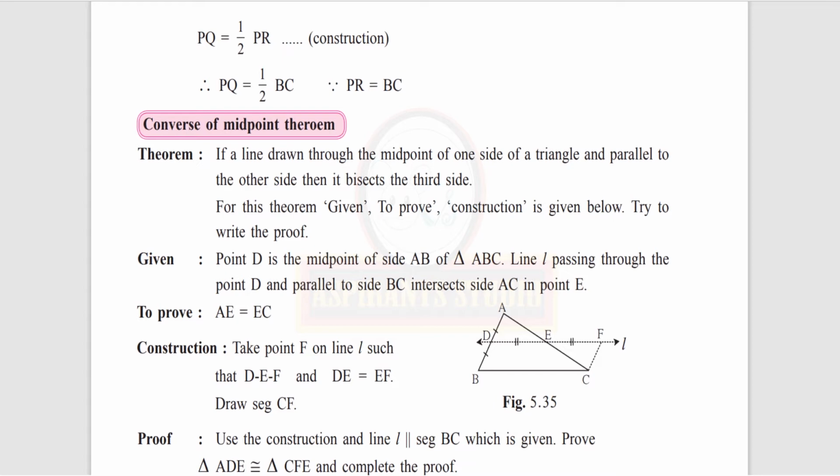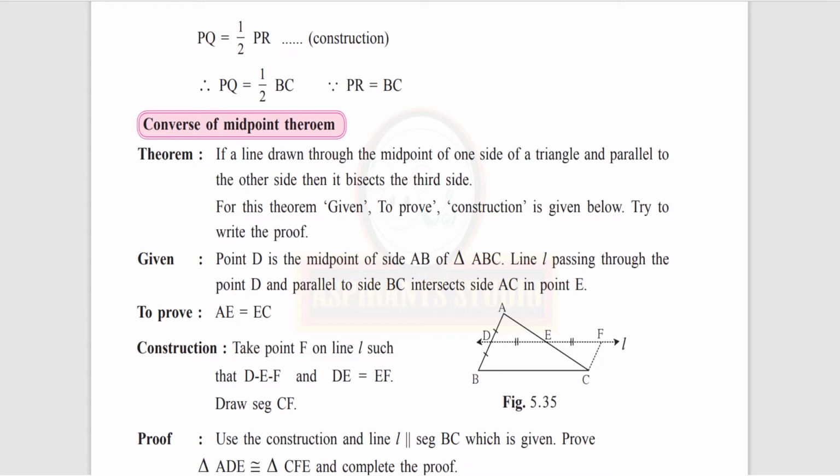Now coming to the converse of midpoint theorem. If a line is drawn through the midpoint of one side of a triangle and parallel to another side, then it bisects the third side. For this theorem, the given, to prove and construction are given below; you have to try to write the proof. Given point D is the midpoint of side AB of triangle ABC. Line L passing through the point D and parallel to side BC intersects side AC in point E. To prove AE is equal to EC. This is the vice versa of the midpoint theorem.